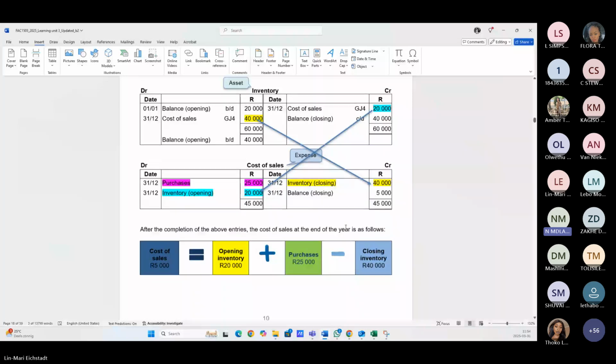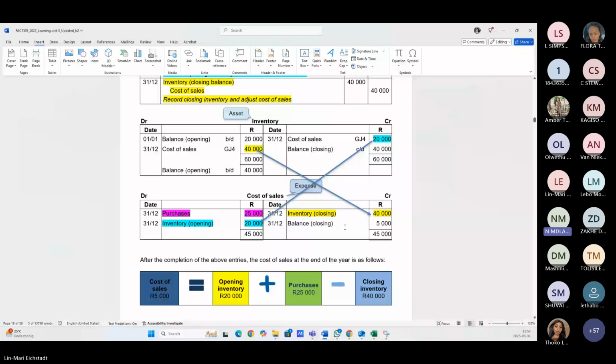We could have just added the purchases and the opening inventory, got our 45,000, then subtracted the inventory on hand. That way we still would have gotten the amount which we would have put into cost of sales, just as we did with 3.4.